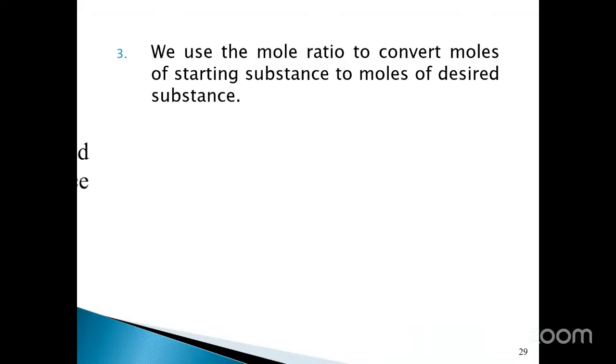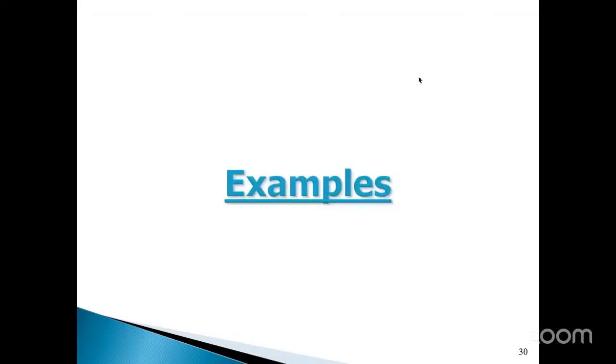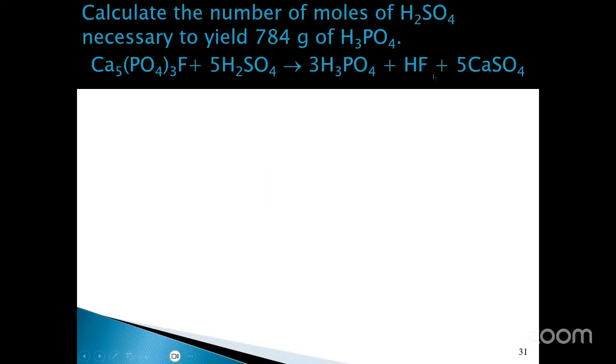In this example, let me see if I can find it. You're given the same equation as the last question, but this time you're given a mass of phosphoric acid and you're asked to find the moles of sulfuric acid. So you're given the mass of one substance and you're asked to find the moles of the other substance involved in the equation, right? So basically, in this question, you're given 784 grams of H3PO4, and you're asked to determine the moles of H2SO4, right?